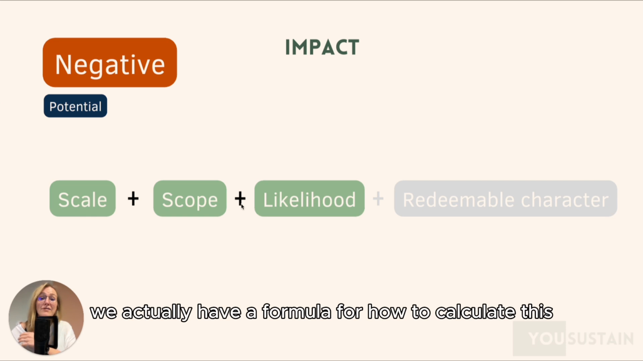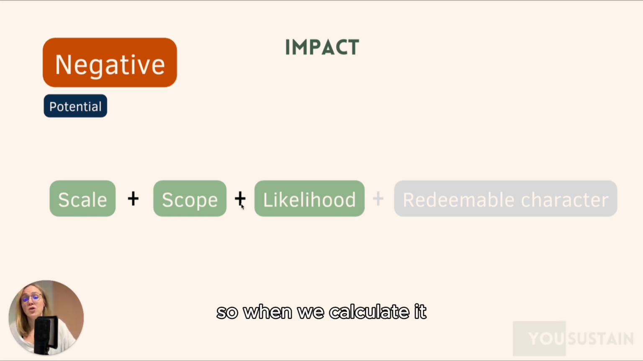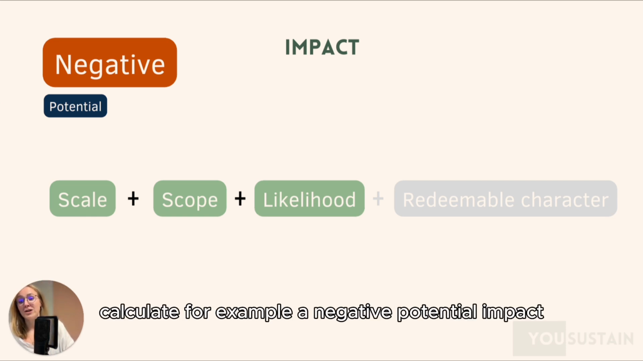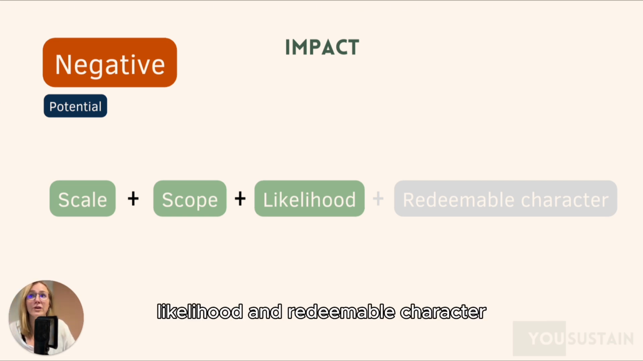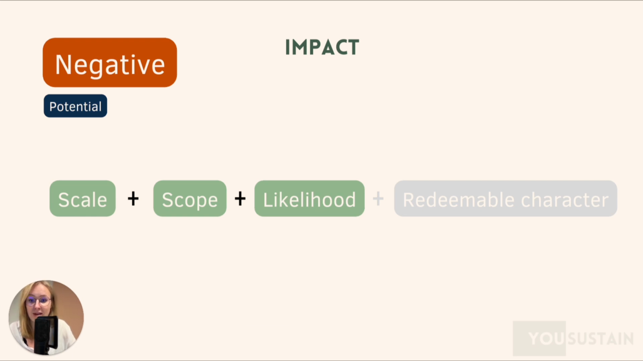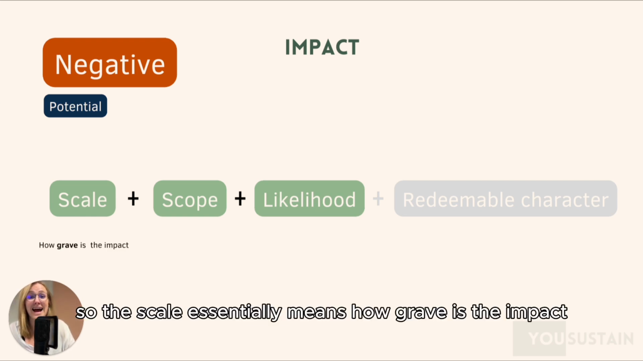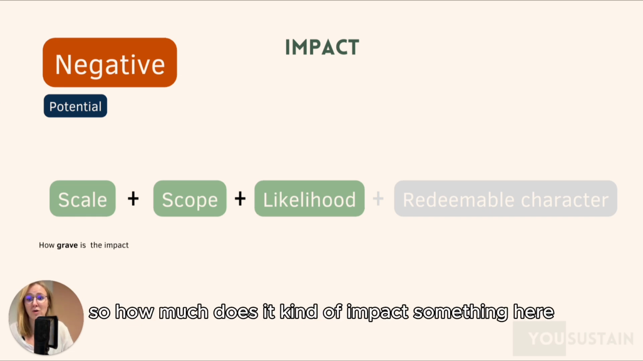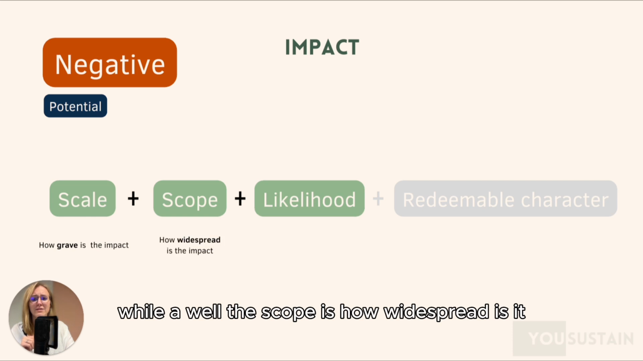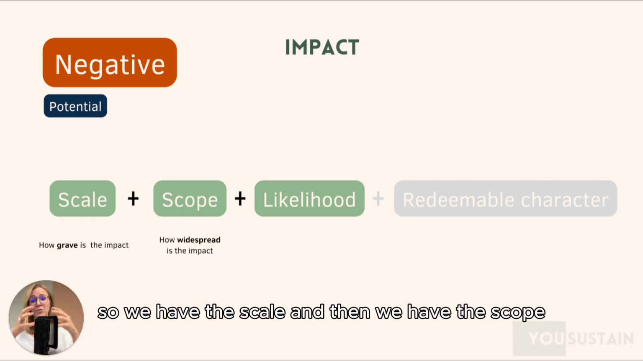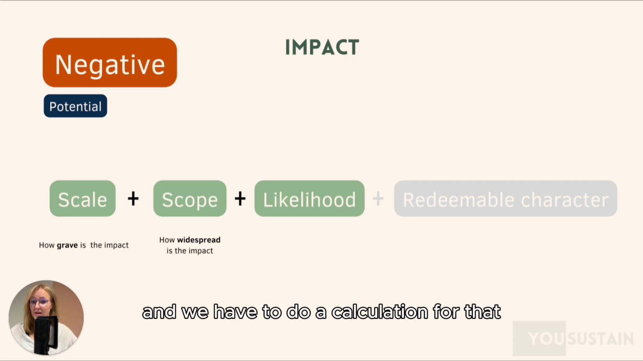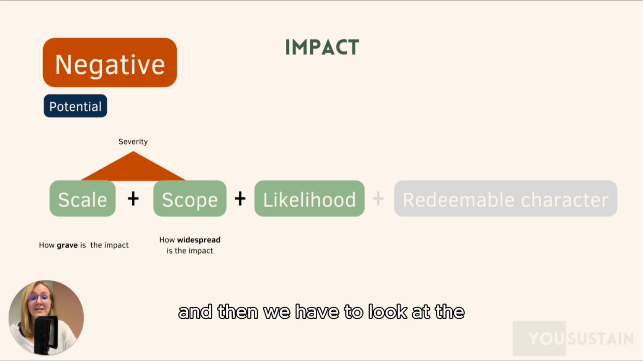And then we actually have a formula for how to calculate this. So when we calculate, for example, a negative potential impact, we look at scale, scope, likelihood, and irremediable character. So the scale essentially means how grave is the impact, so how much does it impact something, while the scope is how widespread it is. So we have the scale, and then we have the scope, and we have to do a calculation for that. And this constitutes the severity. So scale plus scope is severity.